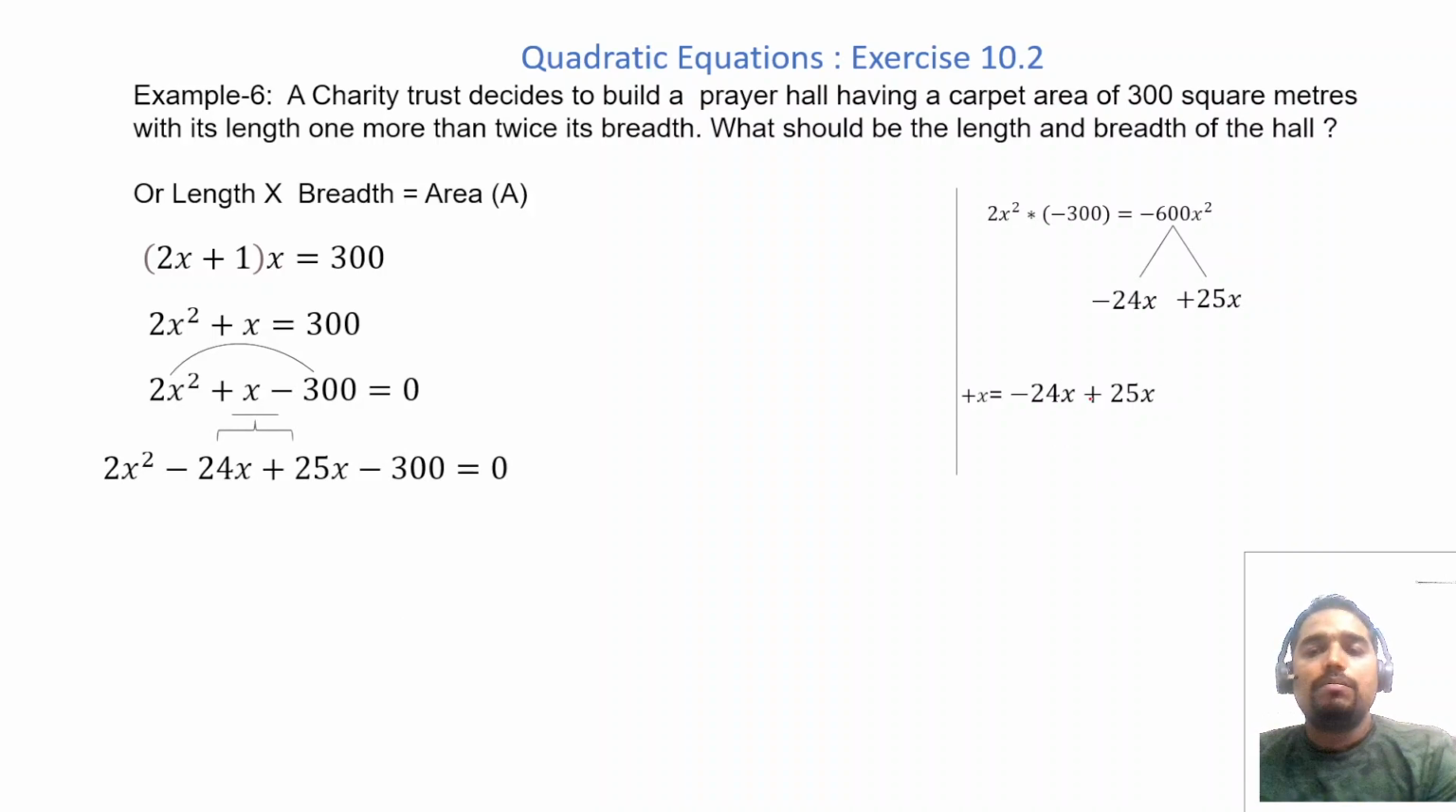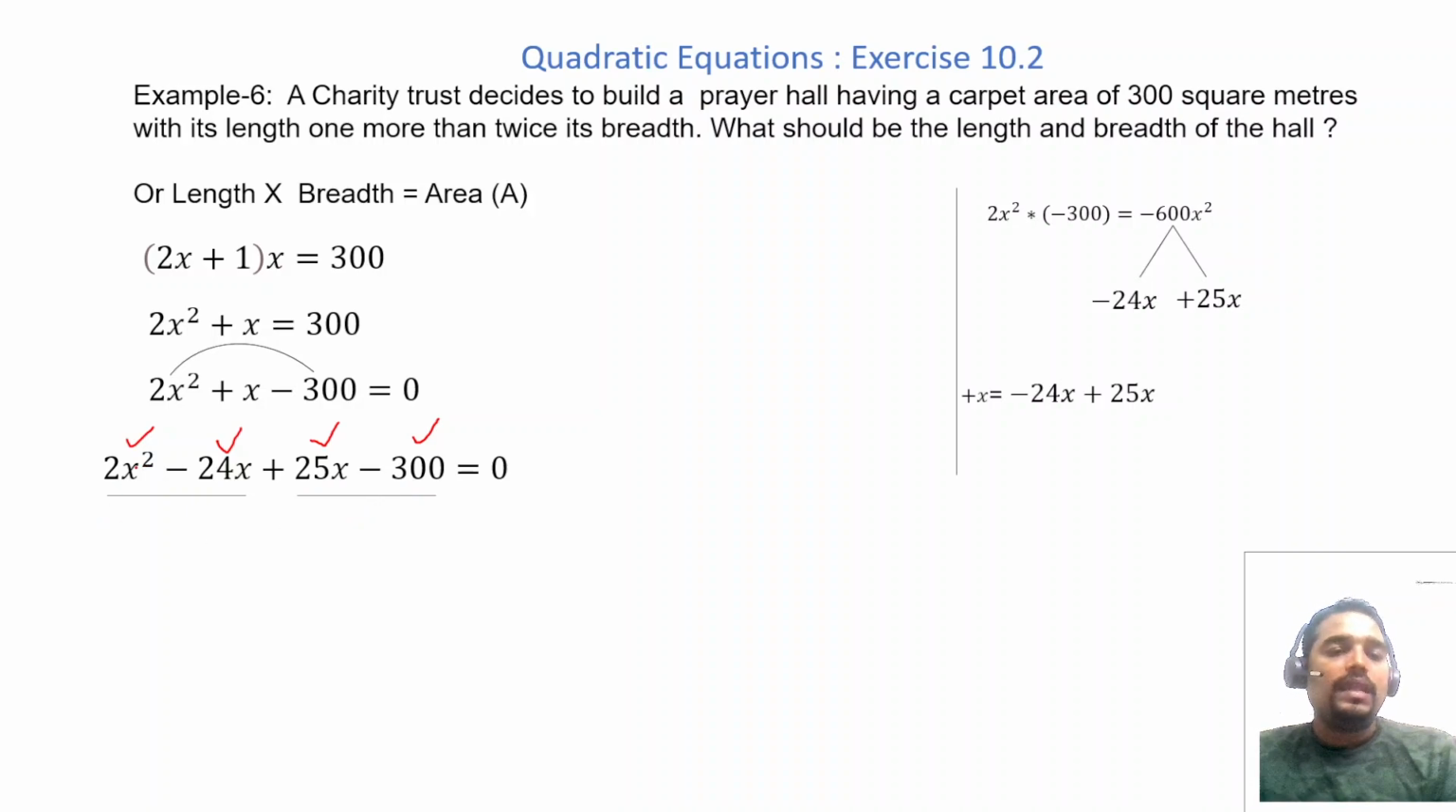Now what to do with the factors? Whatever is the middle term, that is plus x, replace this plus x with the selected factors. The selected factors are minus 24x and plus 25x. So I have replaced the middle term with the two selected factors, that is minus 24x plus 25x. Now we will have to take something common between the first term, second term, and the third term, fourth term. So out of these two terms we have to take something common, and out of these two we have to take something common.